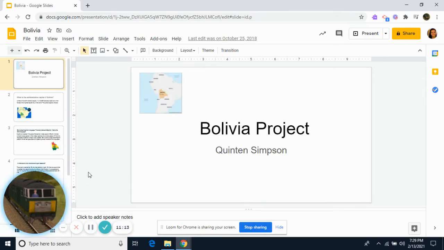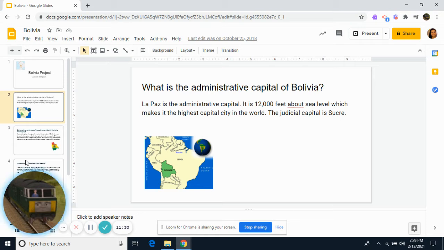I don't think I showed this yet. The Bolivia Project, which I made for Mr. Huff's class. This was made after fall break. So this is Bolivia. You can see it right in the middle.